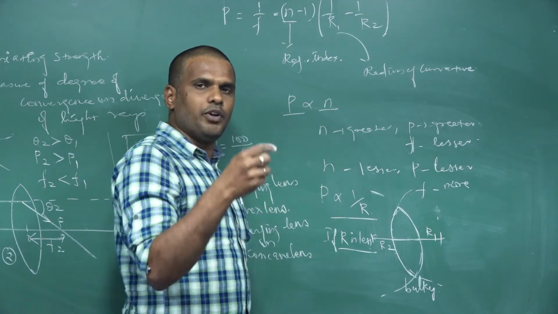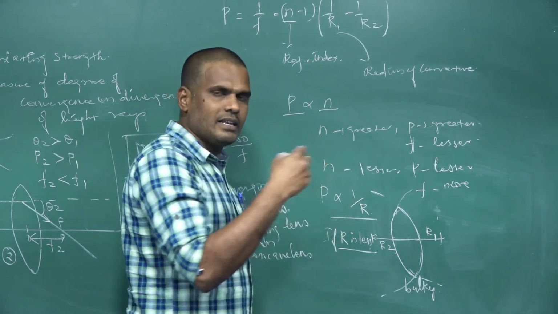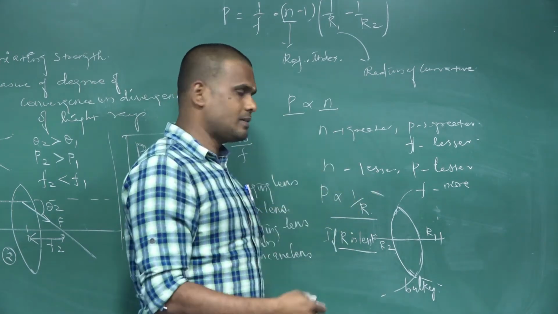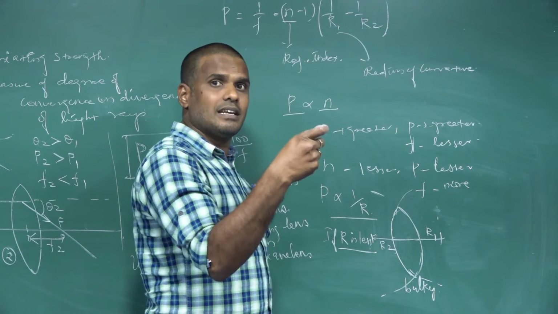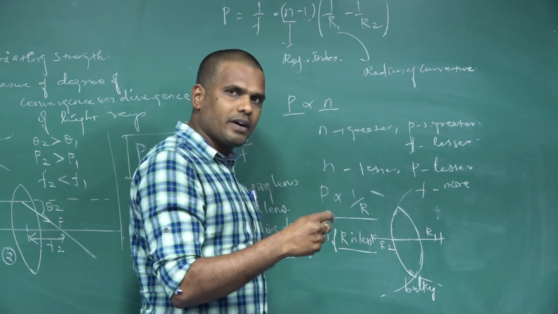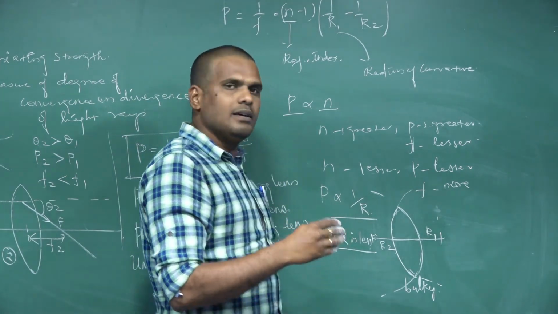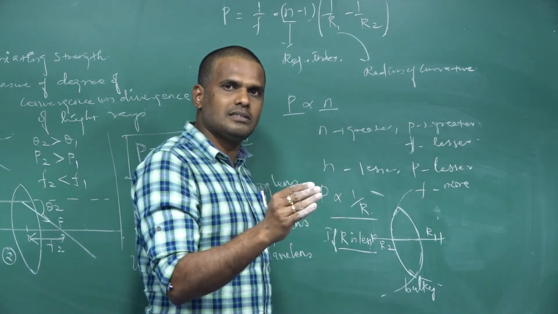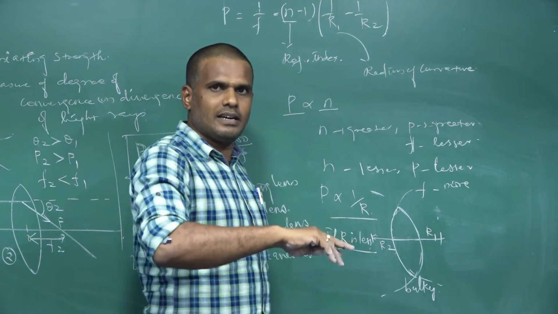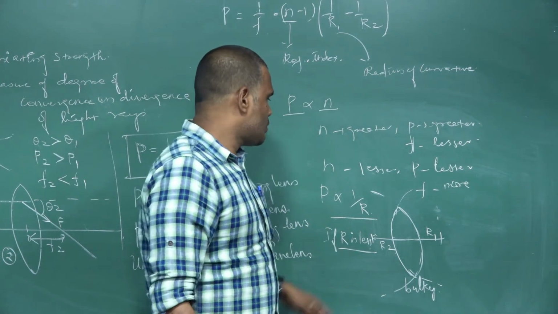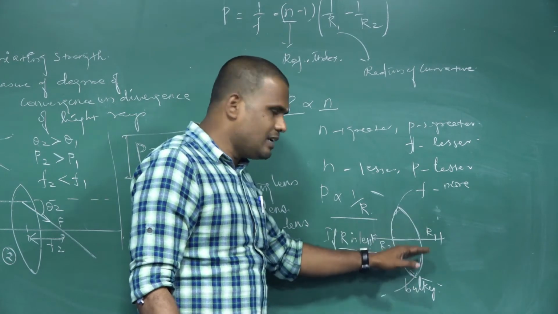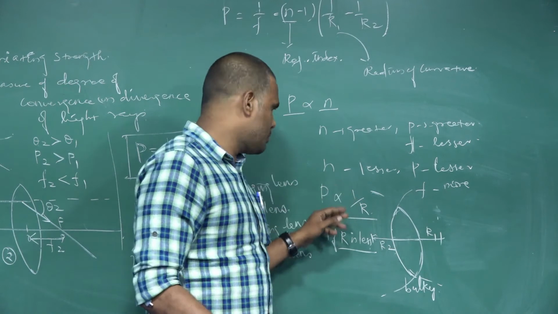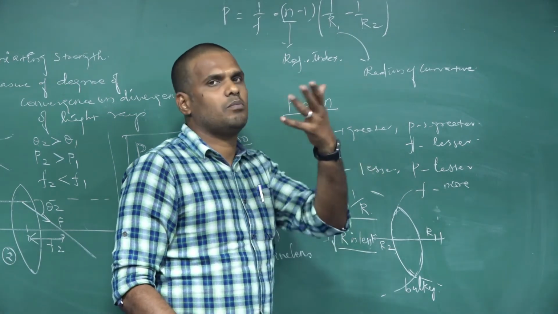Which means if you use thick lenses for deviating the light radiation, then the light radiation can be deviated to a greater extent. If you use thick lenses whose radius of curvature is small, then the power of the lens is more, which means the deviation produced by the lens is more. So for bulky lenses, radius of curvature is smaller, power of the lens is greater, which means the deviation produced by the lens is more.